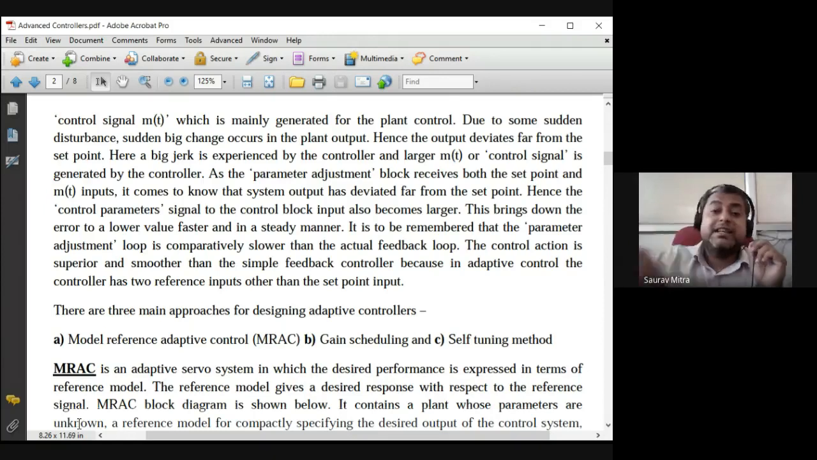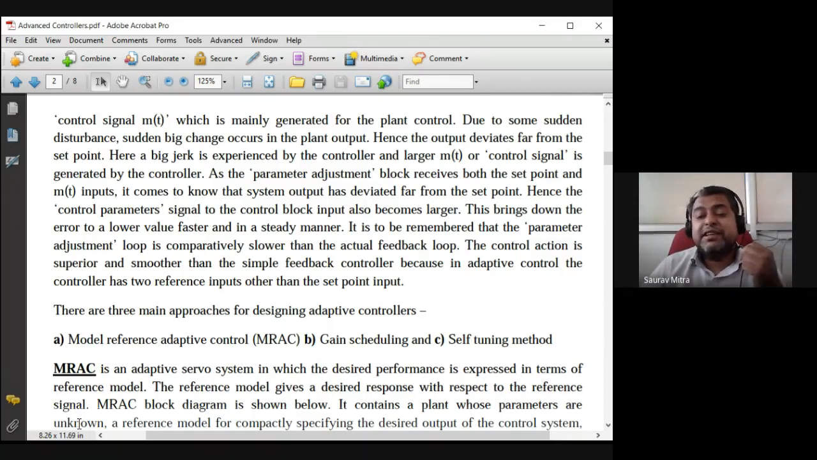Initially, if there is a sudden big change in the plant, at that time MT is not able to cope up with the sudden disturbance, so the output of the overall system becomes too different. There is a big difference while the output is fed back into the controller. Then the controller generates the control signal MT. So after 2 or 3 loops, the transient subsides and the system again comes back to normal control. But it takes too much time.